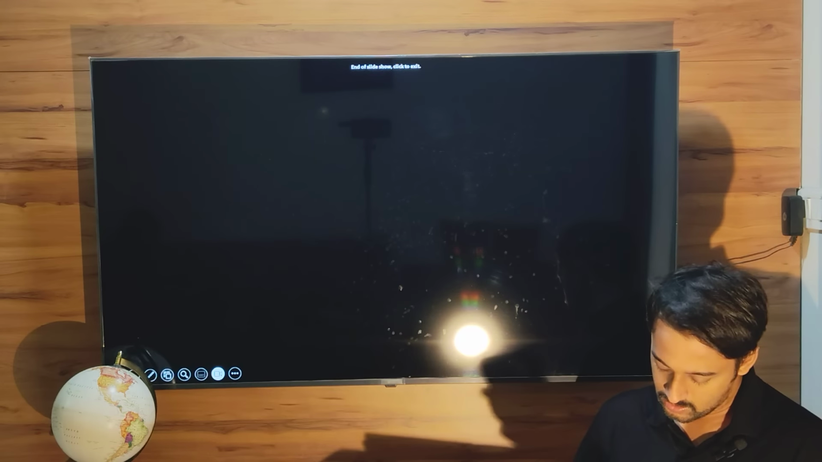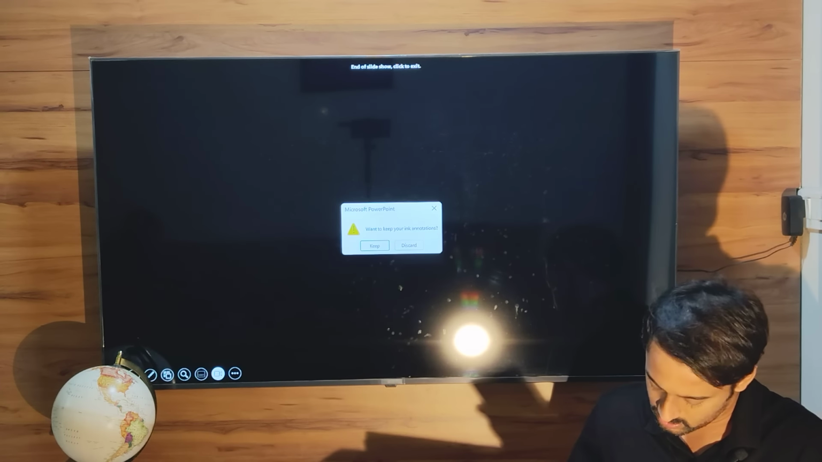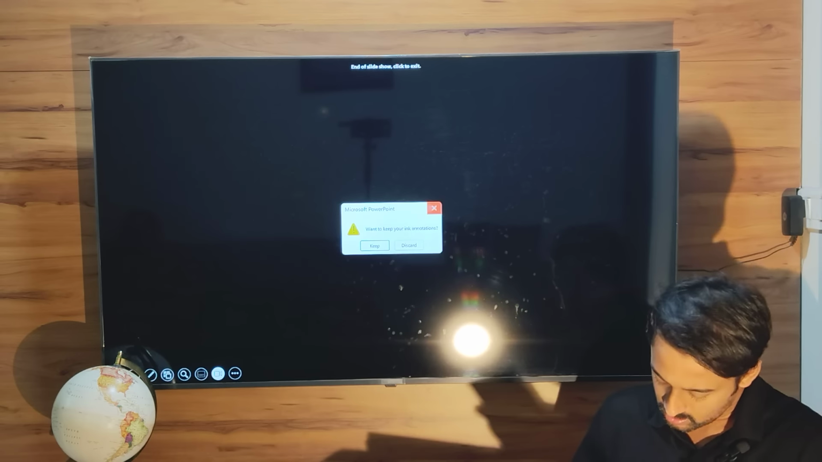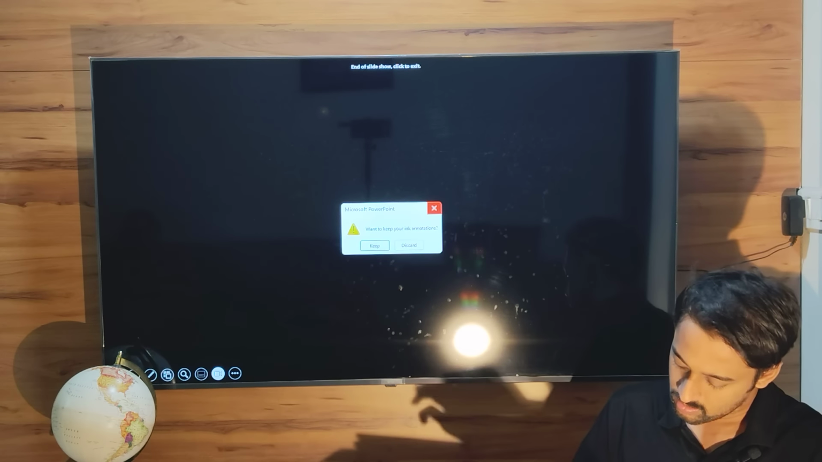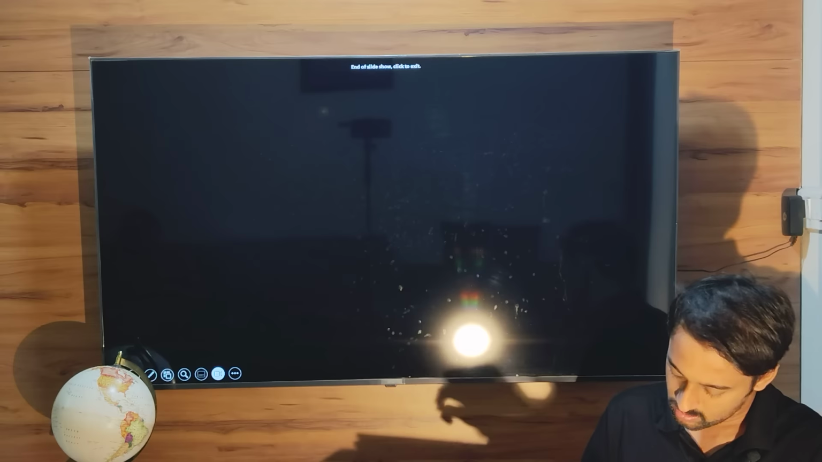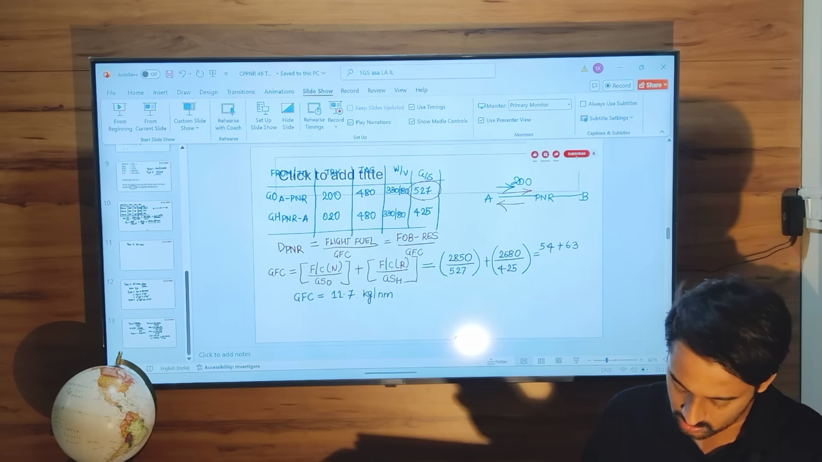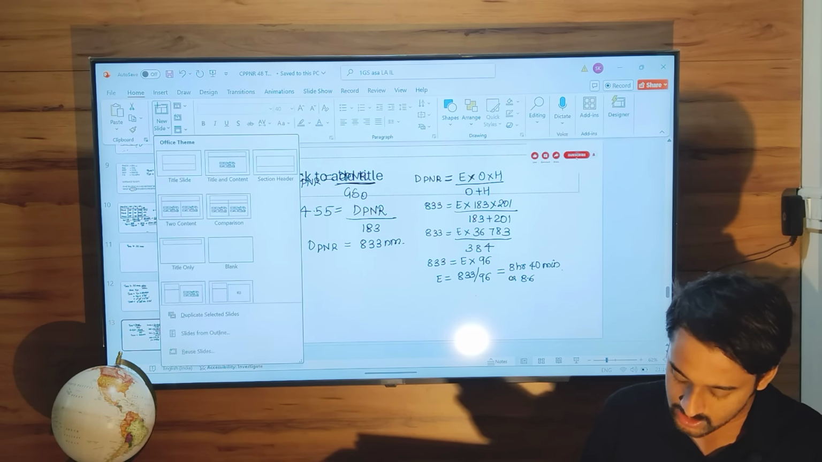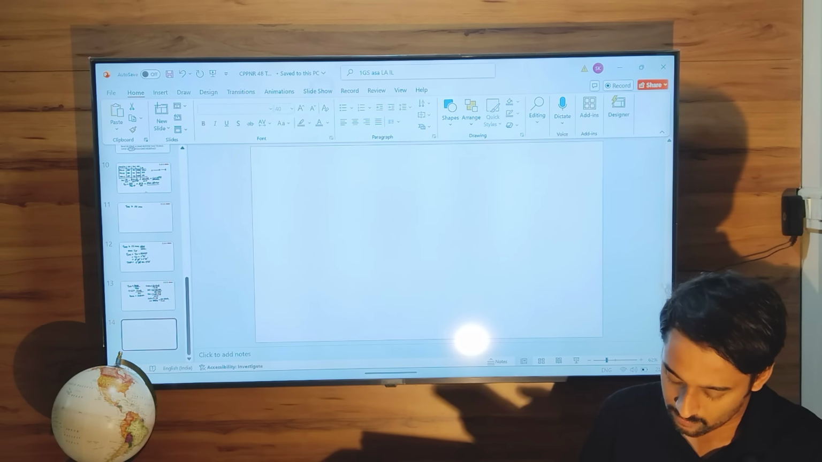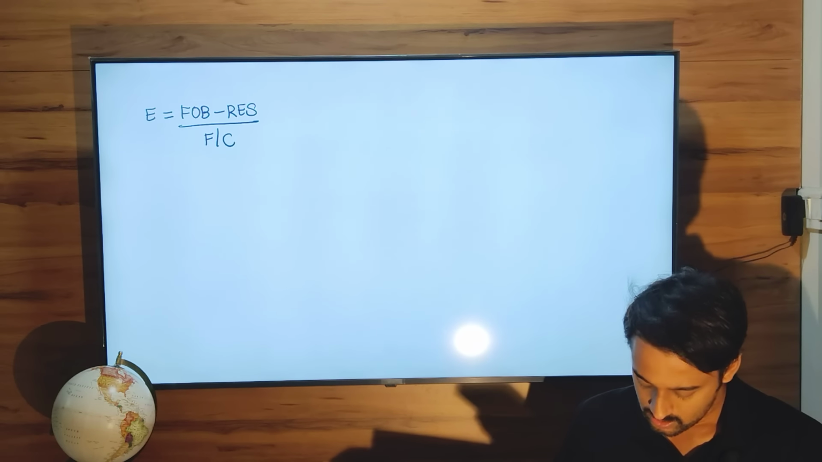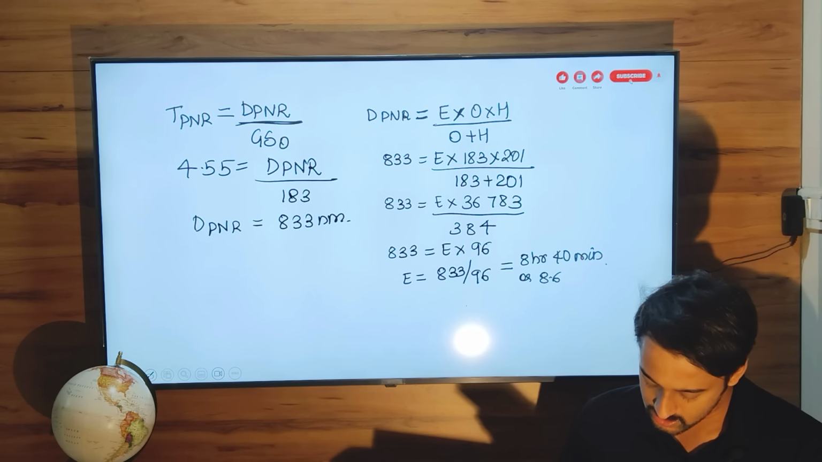Now let's go to the next slide. So we have reached up to endurance. So endurance equals what? Flight fuel on board minus reserve divided by fuel consumption. So endurance is how much? 8.6.